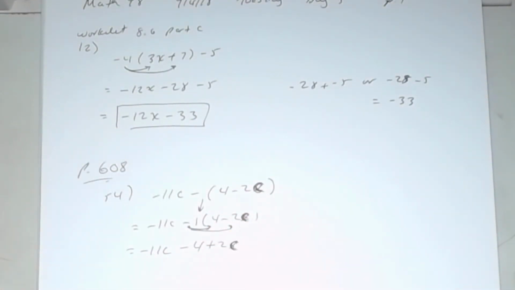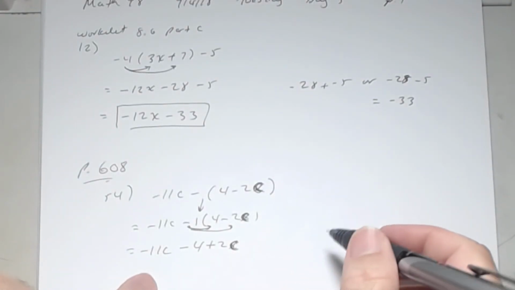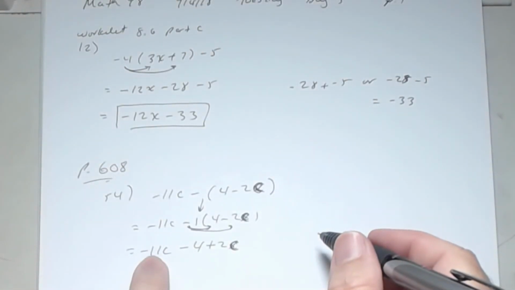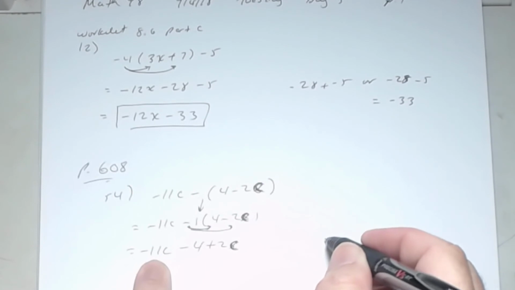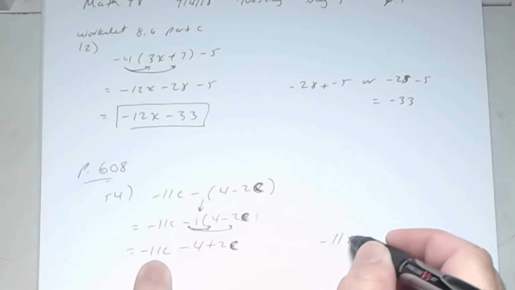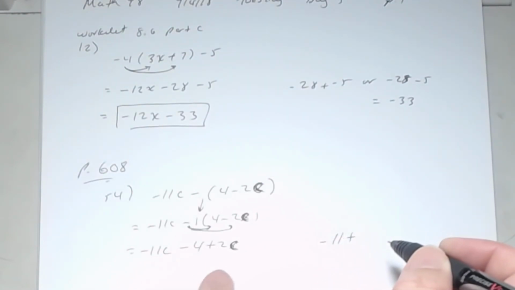All right, now let me ask you this question. Am I done now? No, because what terms are alike? The C's. So remember how we did this. We looked at the coefficients. What's the coefficient here that I'm pointing to? Negative 11. I'm adding that to this coefficient.